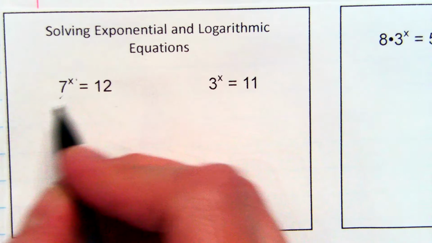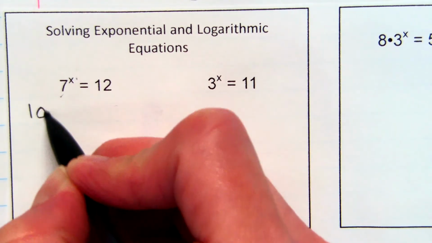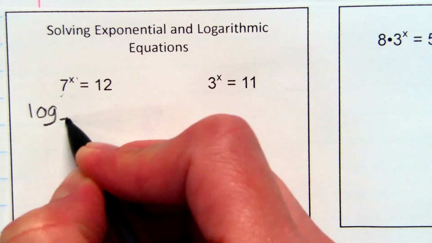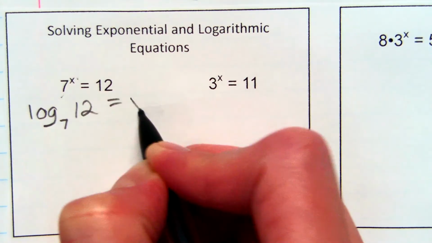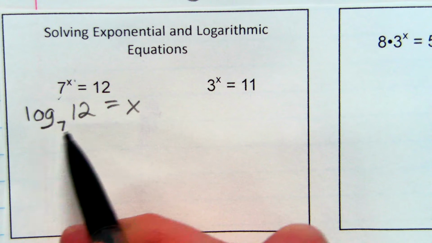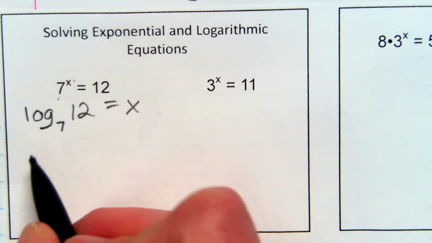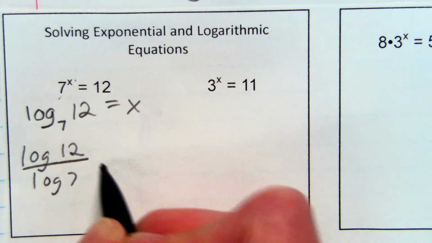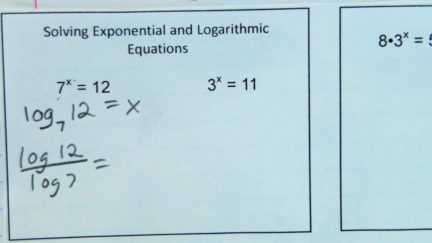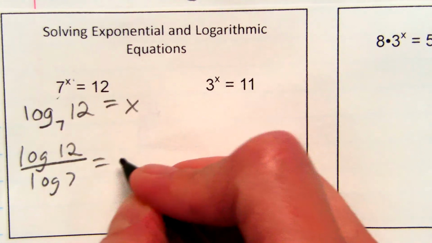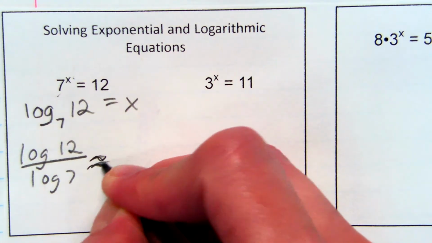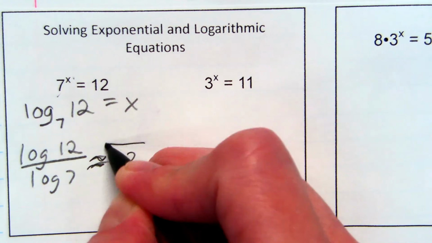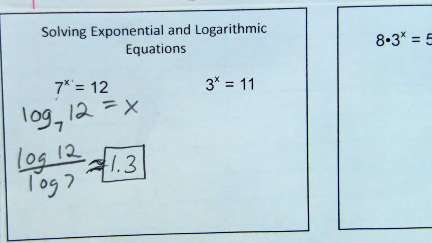So how we solve these is we put them in log form. So this would be log base 7 of 12 equals x. And then we just have to evaluate this log using the change of base theorem. So you could just do log of 12 over log of 7. And so you put that into your calculator, log of 12 divided by log of 7. And it comes out approximately 1.3. It's like 1.276. I'm going to round it off.